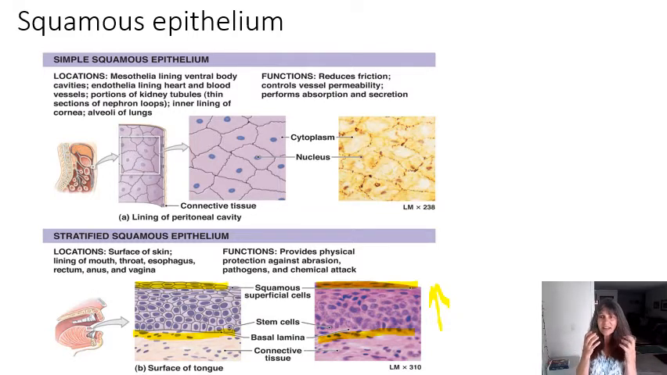If you've ever eaten a crunchy Dorito or a chip, you can sometimes feel it abrading the inside of your mouth, and as that travels down the esophagus to your stomach, it's also going to have some abrasive force. So again, the functions for stratified squamous epithelium include providing physical protection against abrasion, also providing physical protection against pathogens and chemicals.